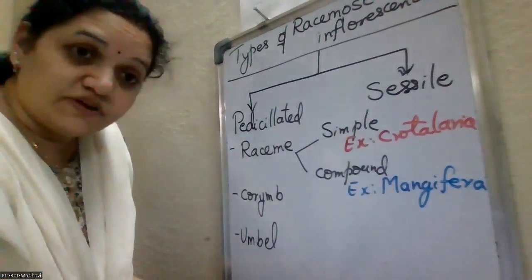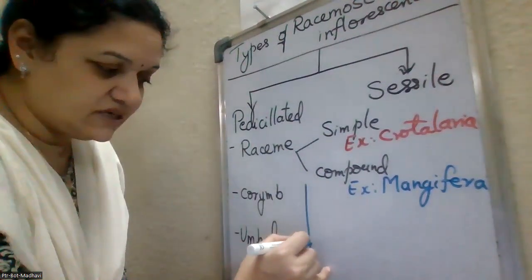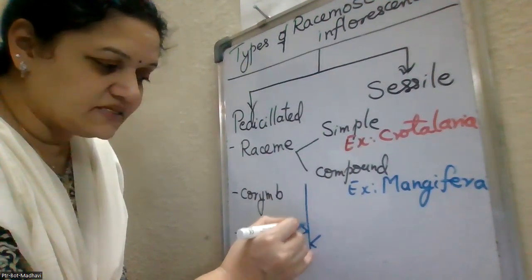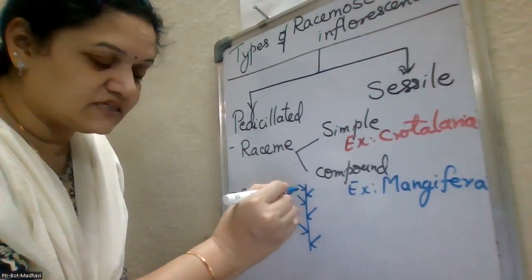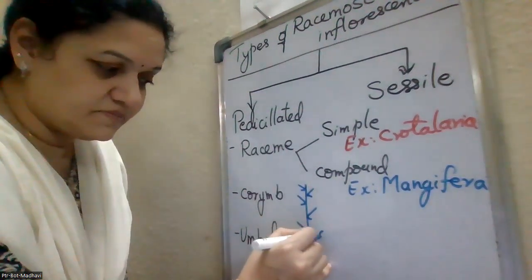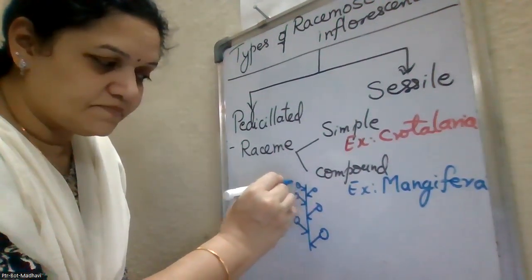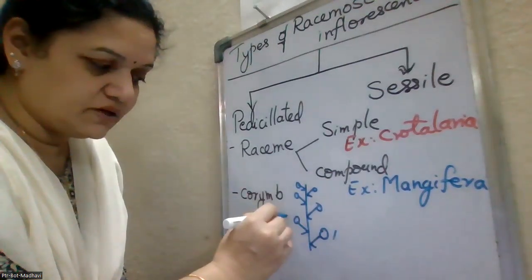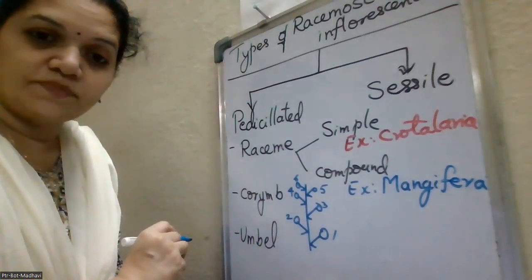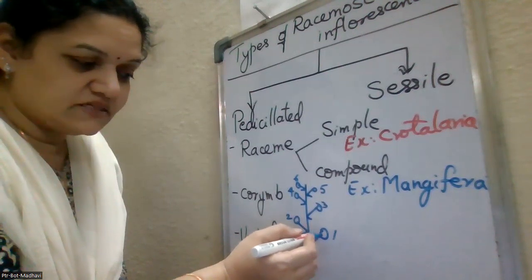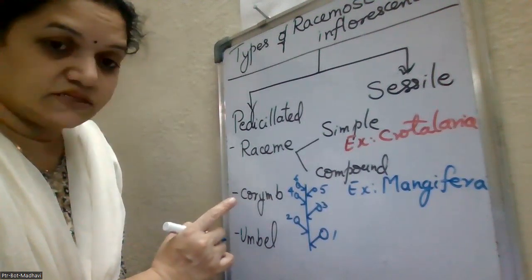So now we have to go with the diagrammatic representation. This is the inflorescence axis. On this, what we said, flowers are pedicellated, bracteated, and arranged in acropetal succession. This is the one. Size needs to be decreased. You can give the numbering also 1, 2, 3, 4, 5, 6. And this is the bract, pedicel, flower. Bract, pedicel, flower. That's the simple raceme.